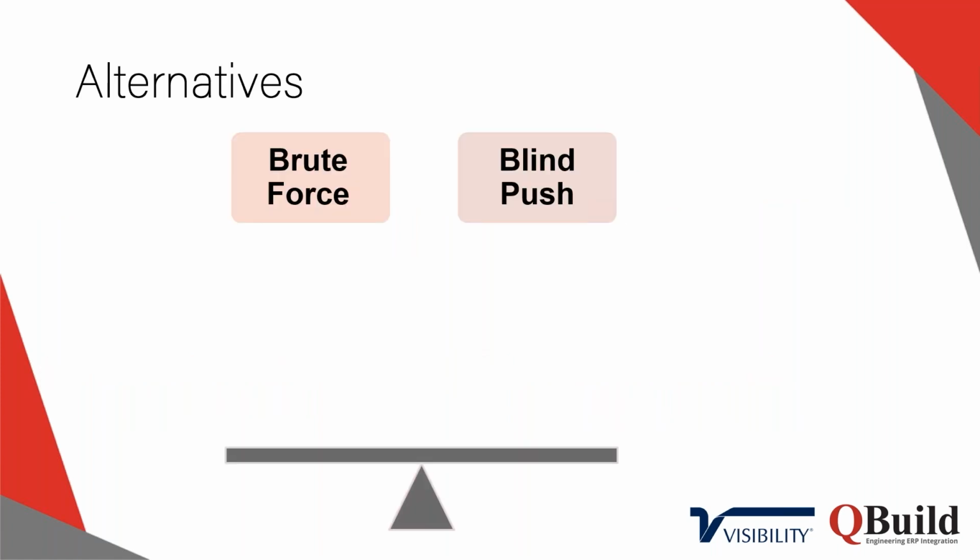So when it comes to alternate solutions, we often hear manufacturers using one of two solutions for their BOM entry and part entry processes, and those are brute force and blind push. Each of these has its own set of issues that we often hear manufacturers express. The first one is brute force. This is when manufacturers will have their engineers or another department or set of individuals manually entering the data into Visibility to create these new parts, updating existing parts, creating new BOMs, or updating existing BOMs.